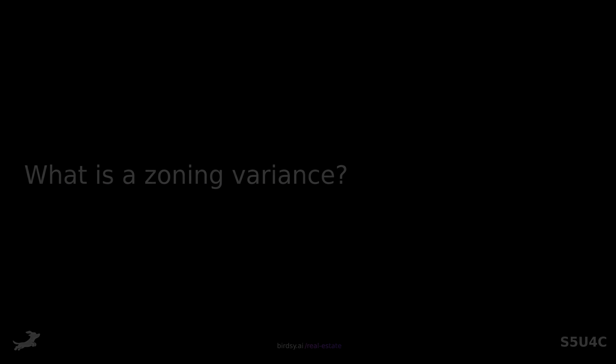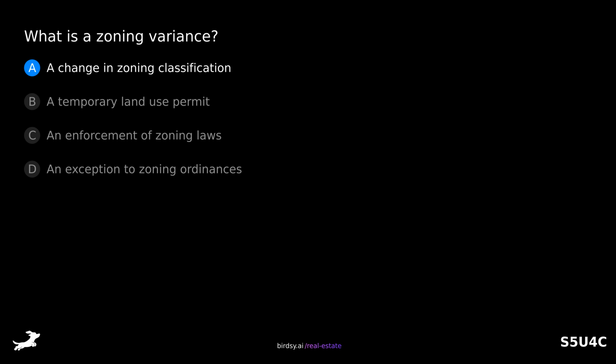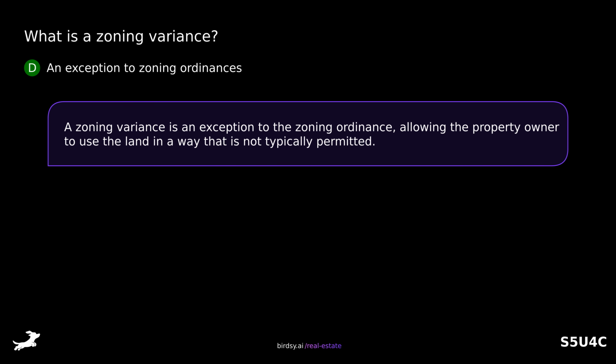What is a zoning variance? Is it A, a change in zoning classification, B, a temporary land use permit, C, an enforcement of zoning laws, or D, an exception to zoning ordinances? The answer is D, an exception to zoning ordinances. A zoning variance is an exception to the zoning ordinance, allowing the property owner to use the land in a way that is not typically permitted.